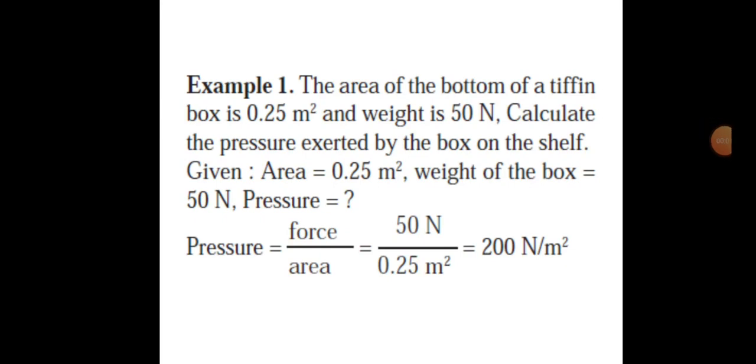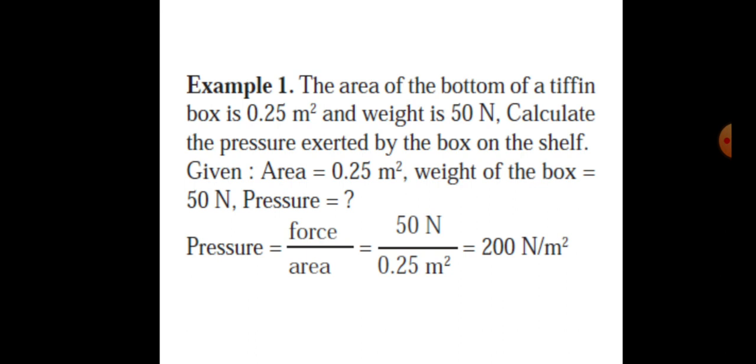Children, we are going to discuss solved examples given on page number 21 of our science textbook. Let us start with example number 1. The area of the bottom of a tiffin box is 0.25 meters square and weight is 50 Newton. Calculate the pressure exerted by the box on the shelf.